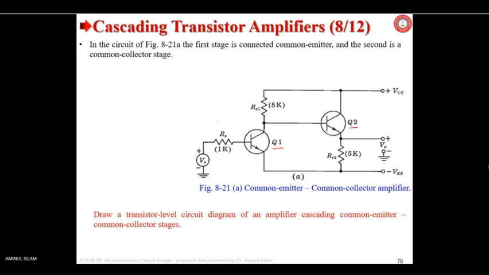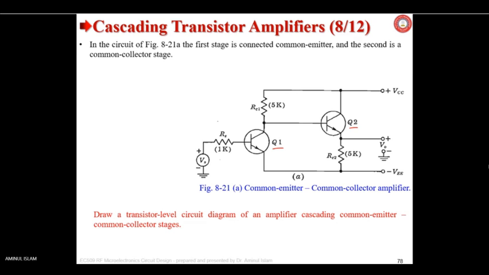Emitter terminal. Okay, good. So now we'll analyze this circuit with some numerical values. Initially for stage 2 we will calculate everything: voltage gain, current gain, input resistance, output resistance, etc. Then we'll calculate for the first stage, and then the combined or overall gain, with an example numerical which is given in the book. Also you can look at the book and see that.